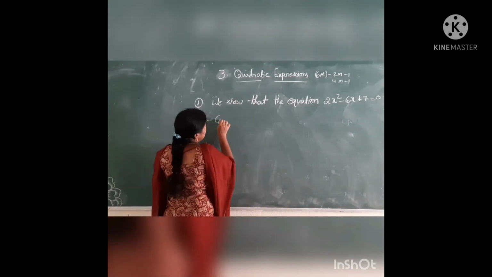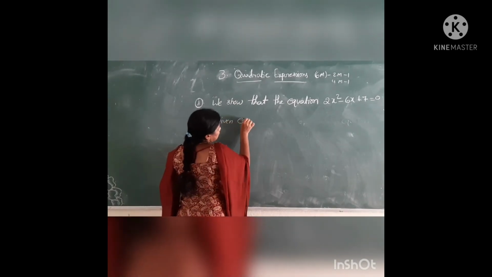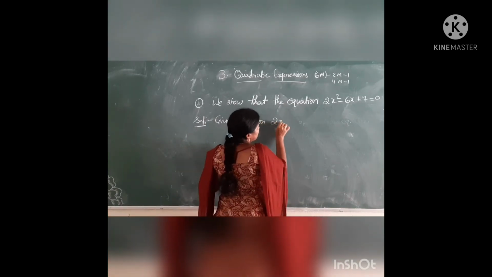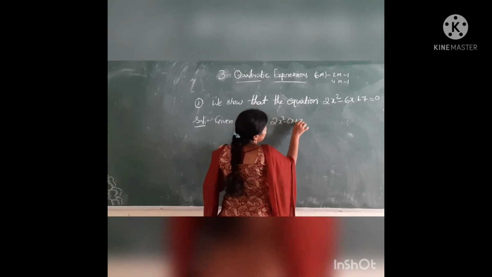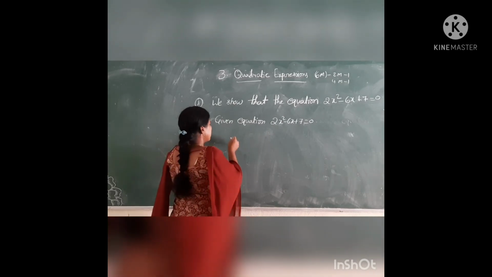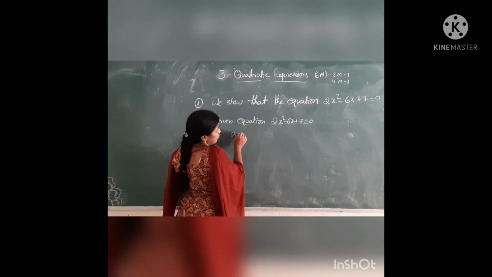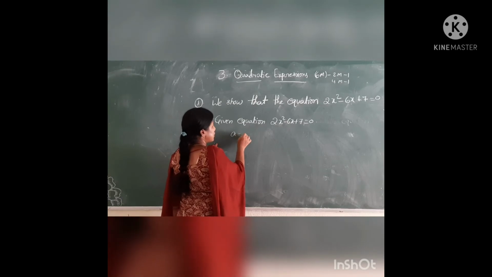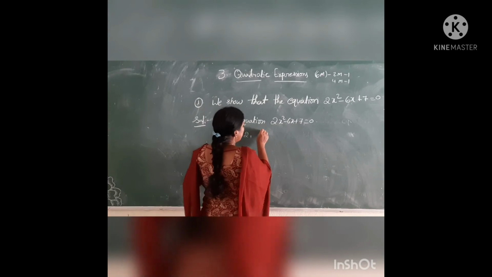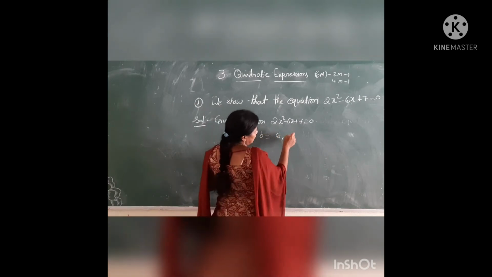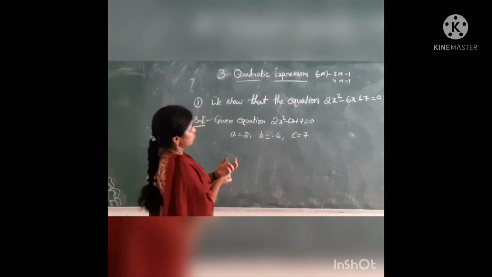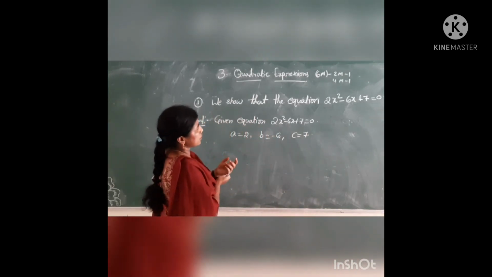Given equation 2x square minus 6x plus 7 is equal to 0. Compare this equation with quadratic equation ax square plus bx plus c. Here a is equal to 2, b is equal to minus 6 and c is equal to the constant value 7. Okay, so we find out this is the no real roots.